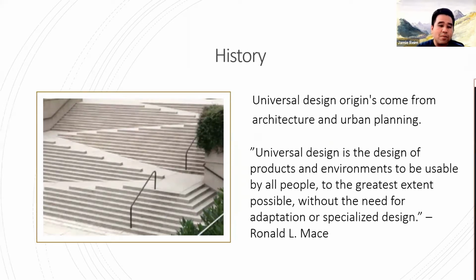It was originally formulated by Ronald L. Mace of North Carolina State University, who defined universal design as the design of products and environments to be usable by all people to the greatest possible extent without the need for adaptation or specialized design. An example of that would be this picture here.